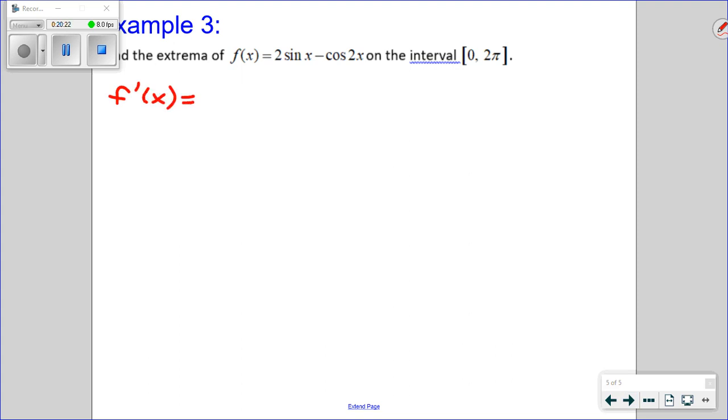Okay, so 2 is a constant multiple. We'll just bring that down. Derivative of sine is cosine. Okay, minus derivative of cosine of 2x. This is chain rule. Derivative of cosine is negative sine, so this will become a plus sine of 2x, but then times the derivative of 2x, which is 2. I'm just going to put that in front. All right, we're going to set this equal to 0.